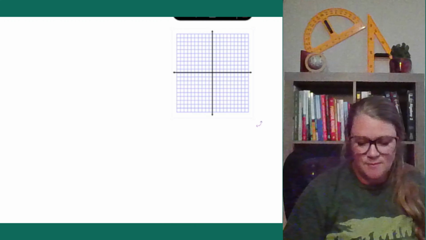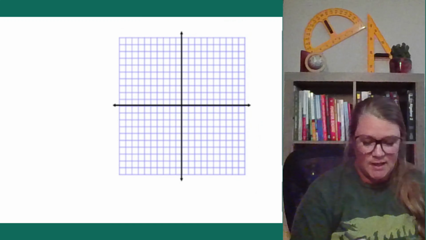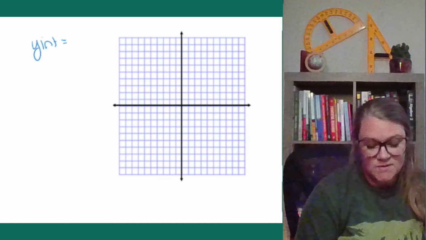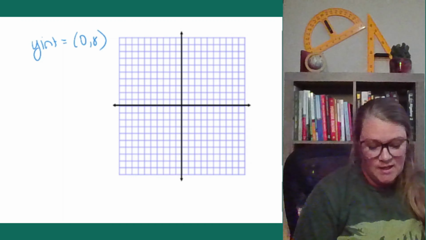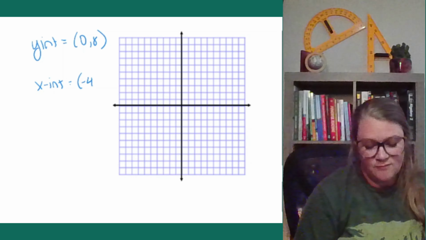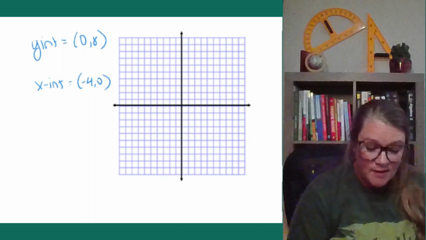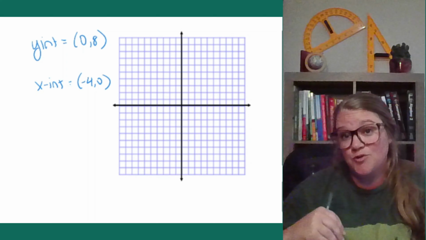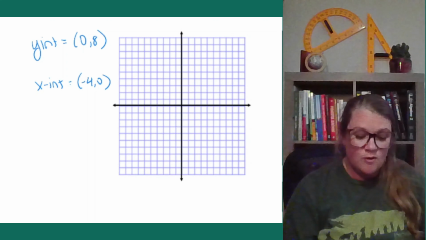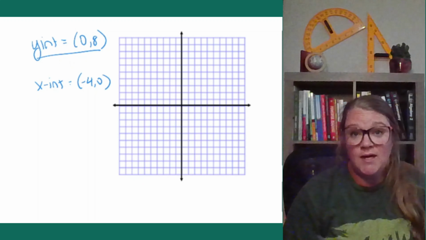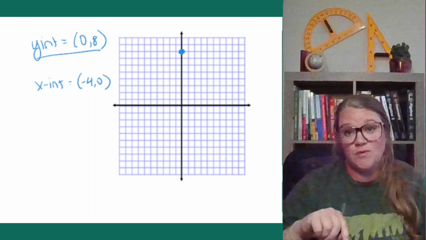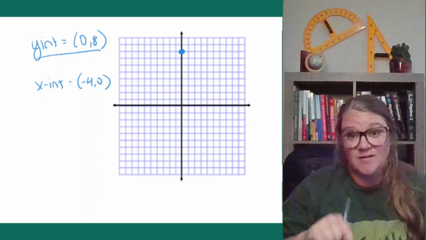So here's my coordinate plane. And from our other page, our y-intercept was 0, 8. And our x-intercept was the point negative 4, 0. So now I have all my information. I have my y-intercept, I have my x-intercept, and all I need to do is put this on a coordinate plane. So the y-intercept here is the point 0, 8, which just means up 8. I'm going to put a point there because I know that it has to go through that point. That's where it hits the y-axis.